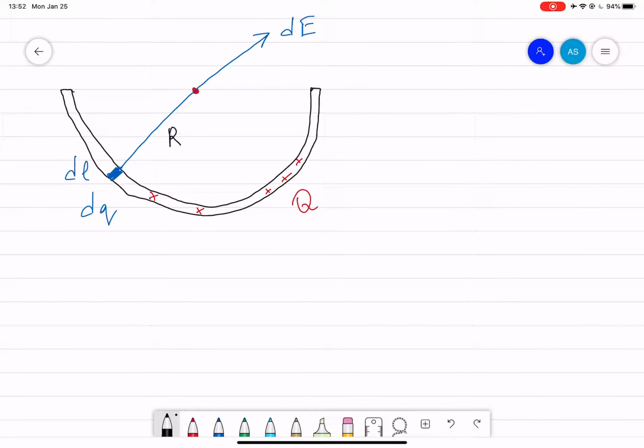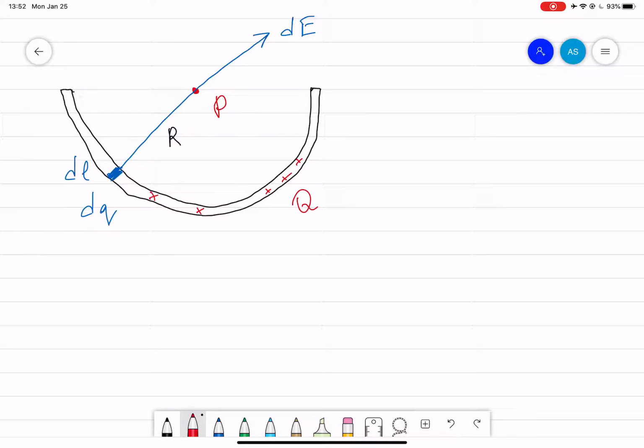Hello students, here we have a semicircle. We want to find the total electric field at the center of this semicircle, or in other words, at point P. So how can we find it? We know that the semicircle is positively charged, so we have total charge Q. Then we know the radius of the semicircle, and we want to find the total electric field at point P.